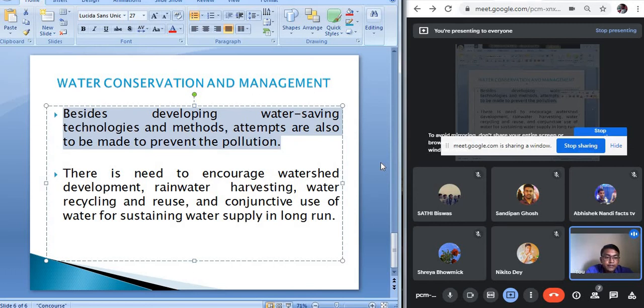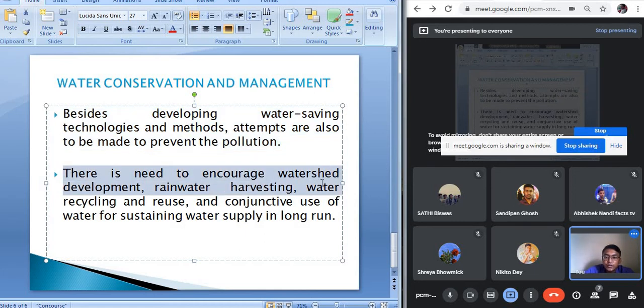So what we can do is, instead of dumping industrial waste products into the rivers, they can be treated first and then discharged. Even domestic effluents have to be treated before dumping them into the rivers. And for the industries which are releasing toxic water into the rivers, strict rules and regulations must be there so that the pollution of the water can be reduced.